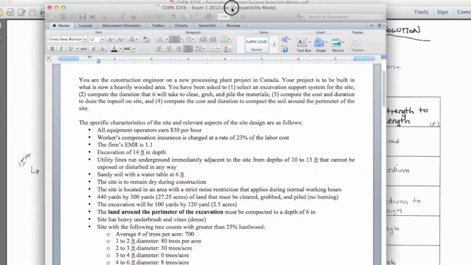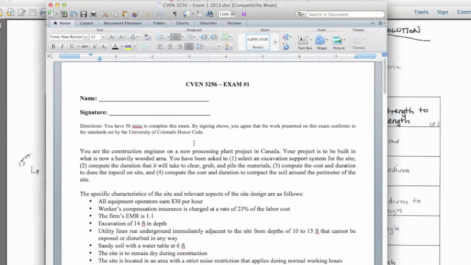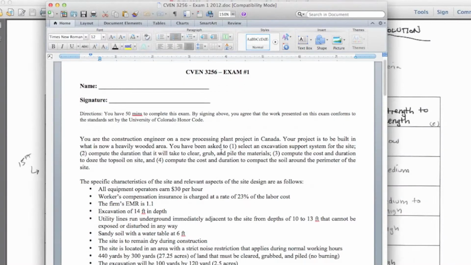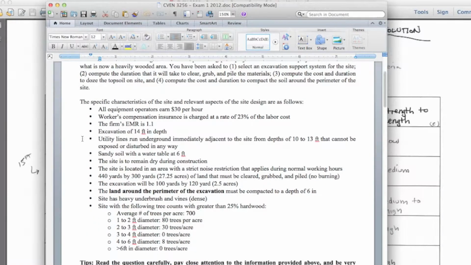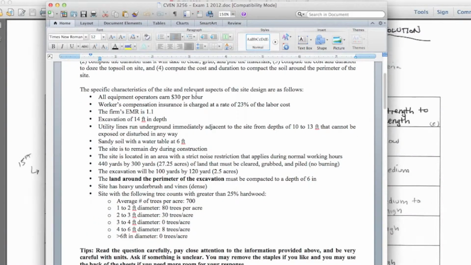Alright, so we're going to look over question one here on exam one for the CVIN 3256 course. You can pull this up off of the Desire to Learn, but if not, here is the problem. So we're just going to look at number one here, where we're asked to select an excavation support system for the site.